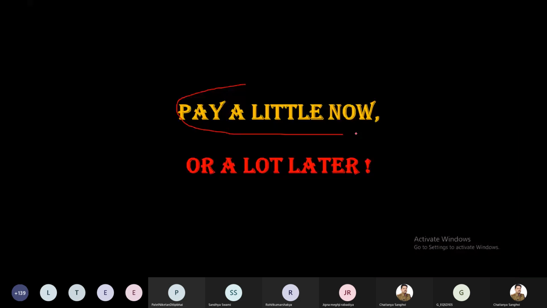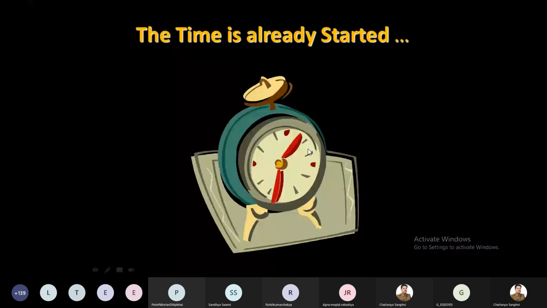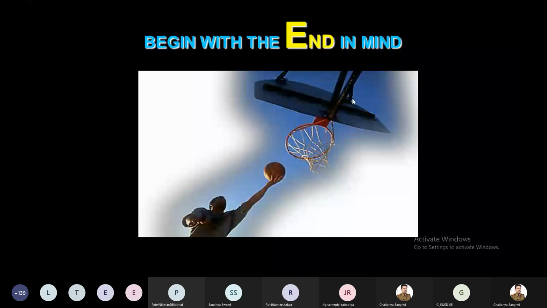Time has already started, and I think we have not started working on it. So we have to begin with the end in mind. We have to say that we want an earthquake-safe society. That should be the end in mind, and we have to begin with this end in mind.